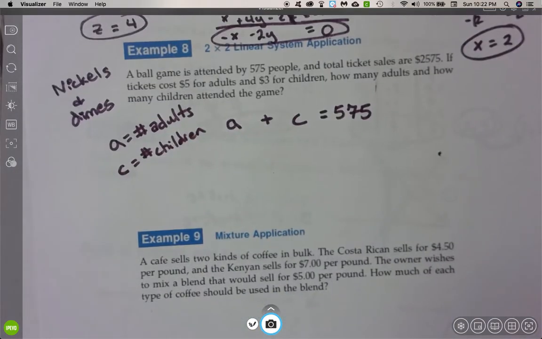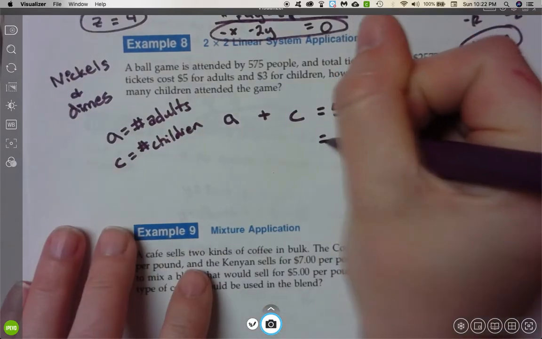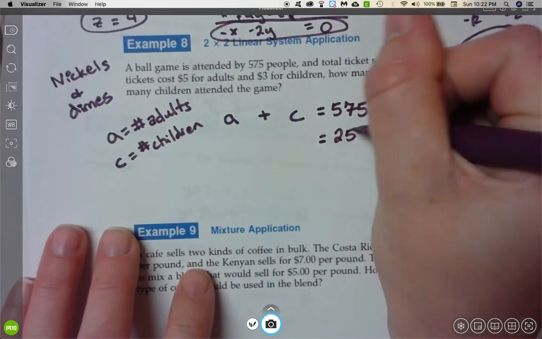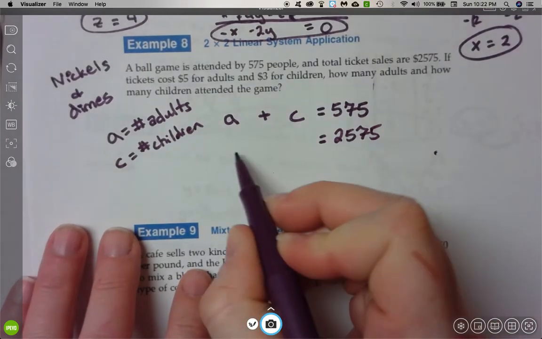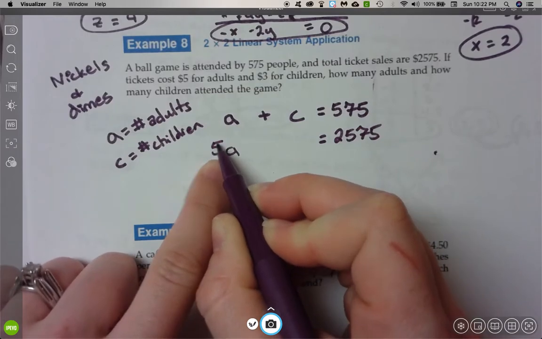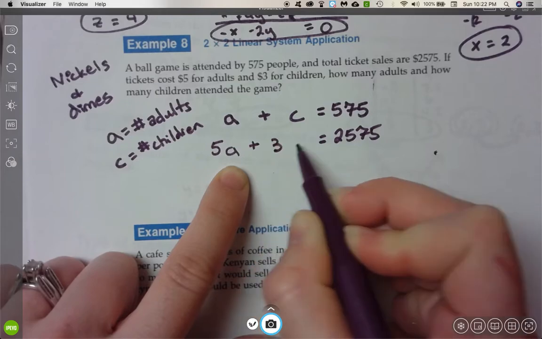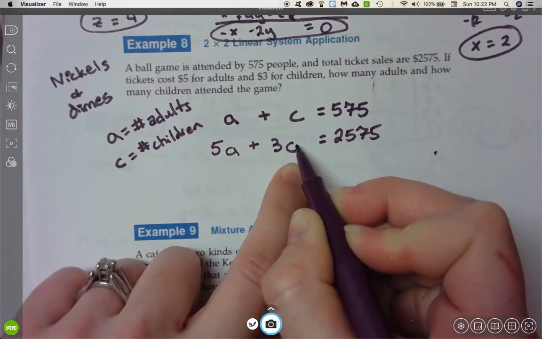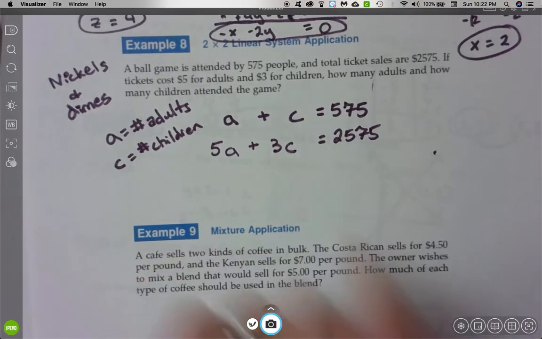Now we need to take the prices into consideration. So the total for the price is going to be $2,575. Adults cost $5 apiece. So I would take $5 times the number of adults that I have, add that to $3 times the number of children that I have, to get the $2,575. And now I have my 2 equations in the system.